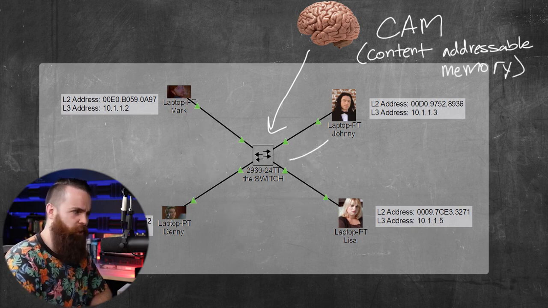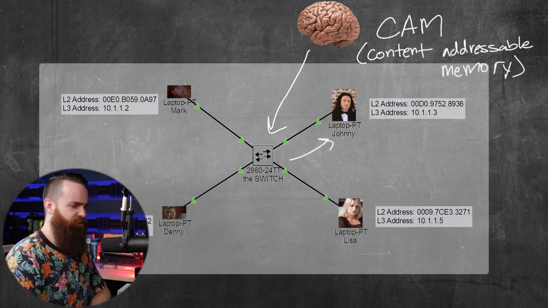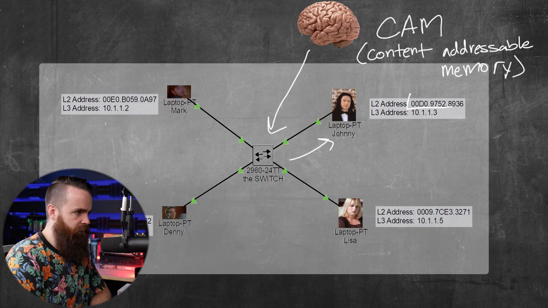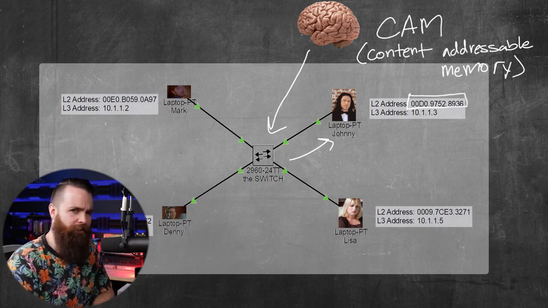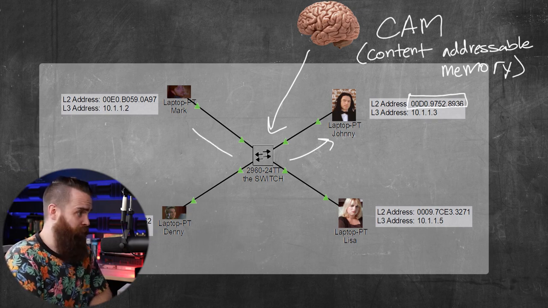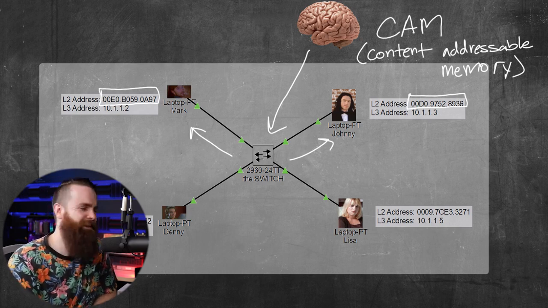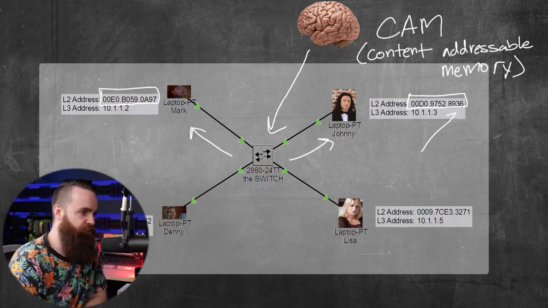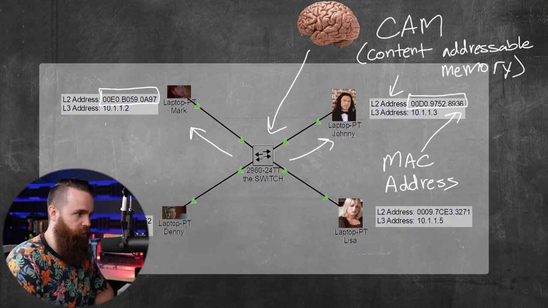Now, the switch doesn't know Johnny as Johnny. The switch knows Johnny as 00D097528936. That's how the switch knows Johnny, his layer 2 address. That's how the switch knows Mark. He doesn't know Mark's name, but he does know 00E0B0590897. Love that guy. What are these things? That's called a MAC address, often referred to as a layer 2 address.